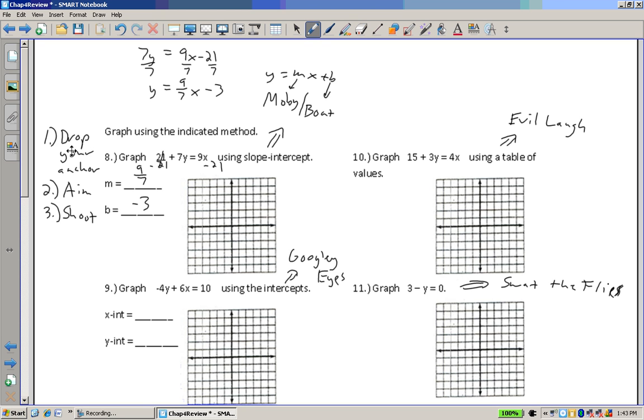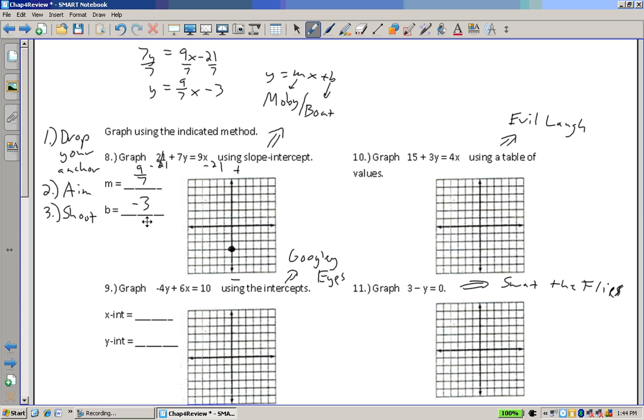So we're going to drop our anchor. What do you mean drop your anchor? Well, B for boat. You're going to drop the anchor of the boat. Remember that b is the y-intercept. So on the y-axis, we'll go to negative 3. Negative 3 on the y-axis. This is positive. This is negative. So we need to go down 3. 1, 2, 3. And plot our point.